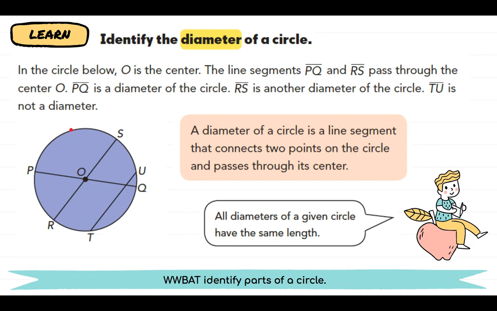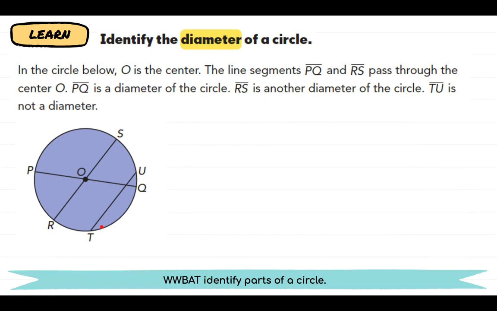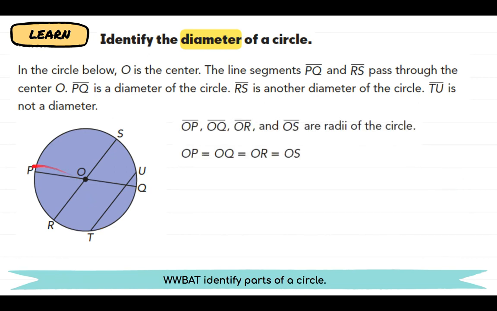So even though I would draw 3 other diameters that connect 2 points on the circle and pass through the center, no matter how many diameters I draw, the length of all these diameters will be the same. Now, OP, OQ, OR, and OS are radii of this circle. Remember, radii are the plural form of radius. So these are all radii of the circle.